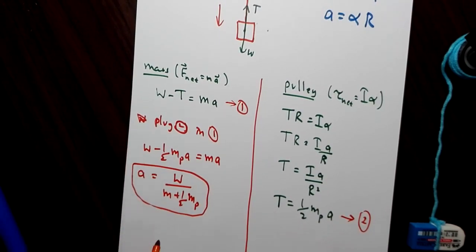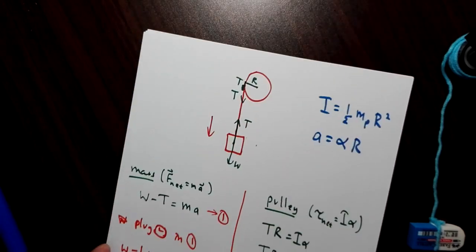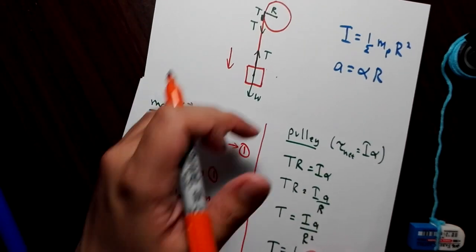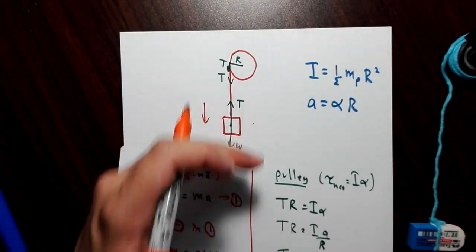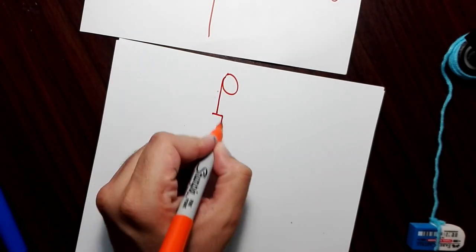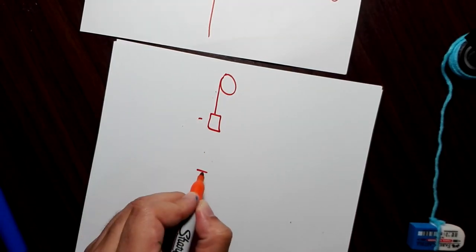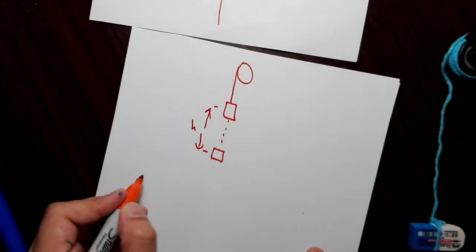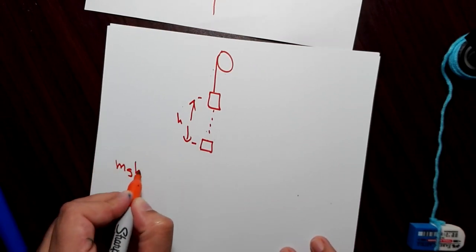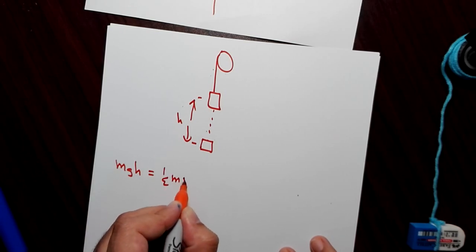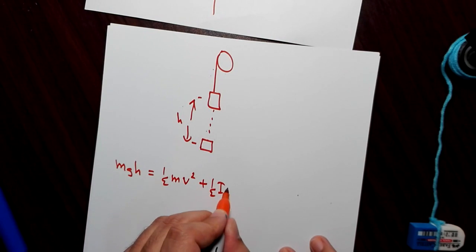Another way you can solve this is by using conservation of energy. Let's say that the block starts from rest and falls a distance h. So let's quickly draw that. Let's say that the block starts here and falls a distance h. From conservation of energy, you get mgh, where m is the mass of the block, equals half m v squared plus half I omega squared.